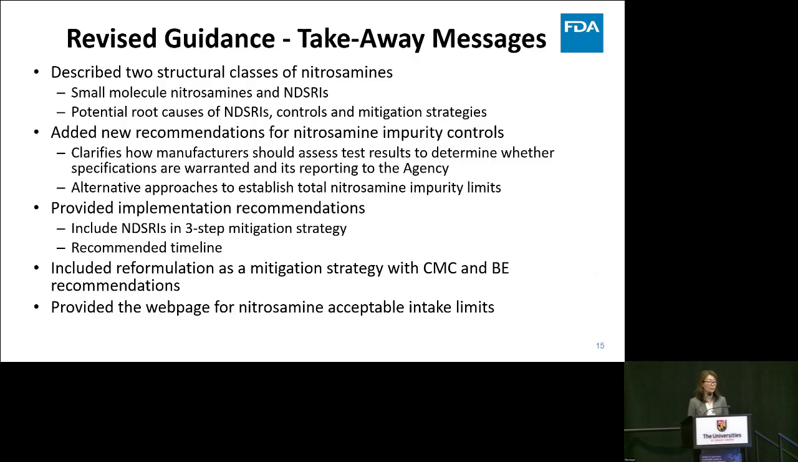Alternative approaches to establish total nitrosamine impurity limits are included. The guidance also provides implementation recommendations, including to include NDSRIs in the 3-step mitigation strategy, along with the recommended timeline. It also includes reformulation as a mitigation strategy, with the CMC stability information and the bioequivalence recommendations. And finally, it provides a web page for the nitrosamine acceptable intake limits.